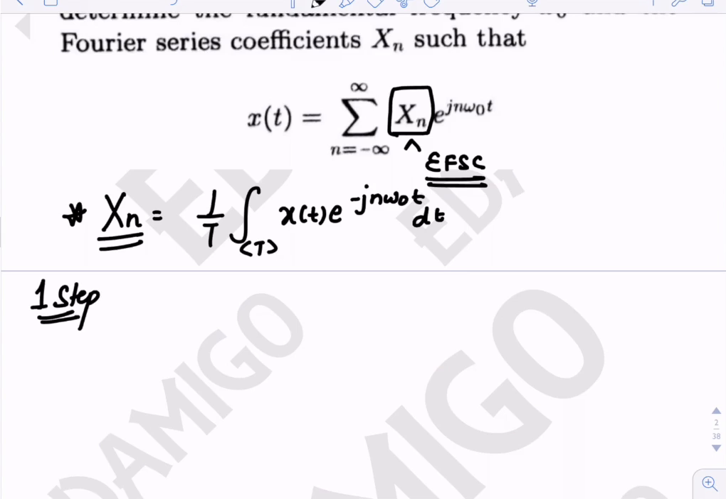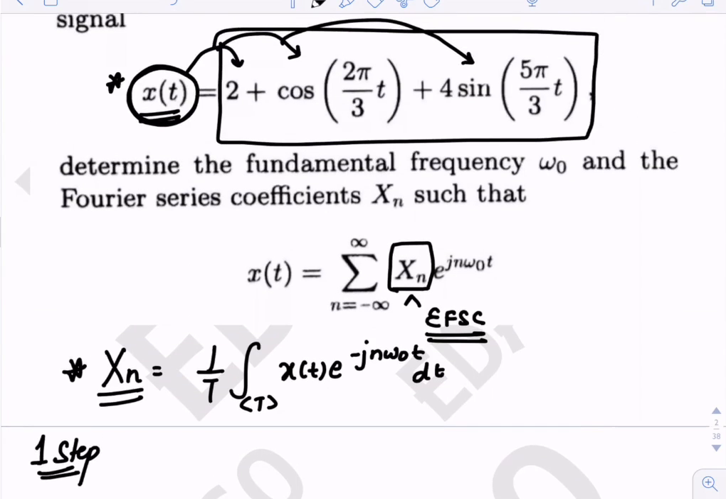That's why I have kept this question. Whenever x(t) is drawn in a figure format, like a triangular wave, a rectangular wave, or a square wave, any wave given in the figure format, then you use this formula to find the exponential Fourier series coefficients of the signal. But if the signal x(t) is written as a sum of sine and cos terms, then you cannot apply this formula. You have to follow the procedure that I'm going to tell you.